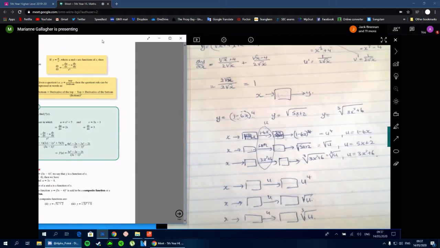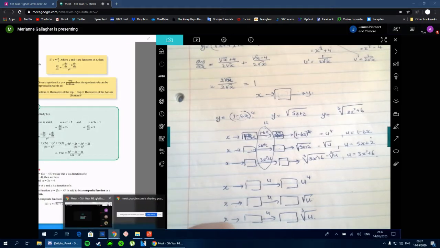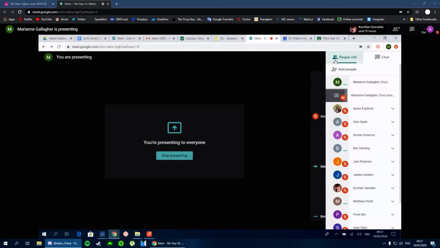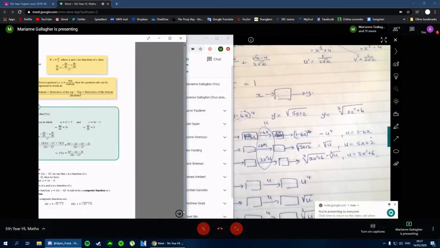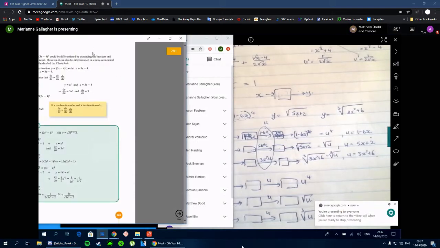Is that making sense for people? Anybody not sure? All okay? Okay, good. So composite function, you do one function and then the other one, and we call the first function u, and the second function then is just whatever is left.